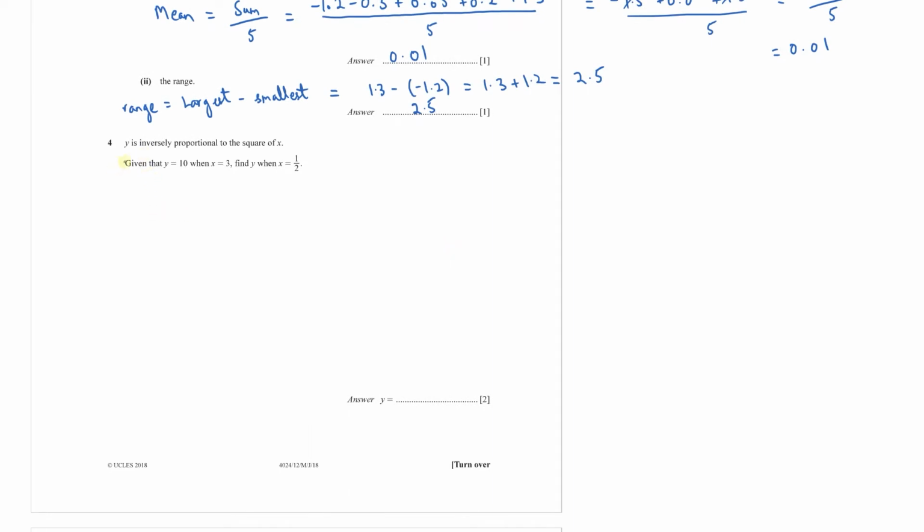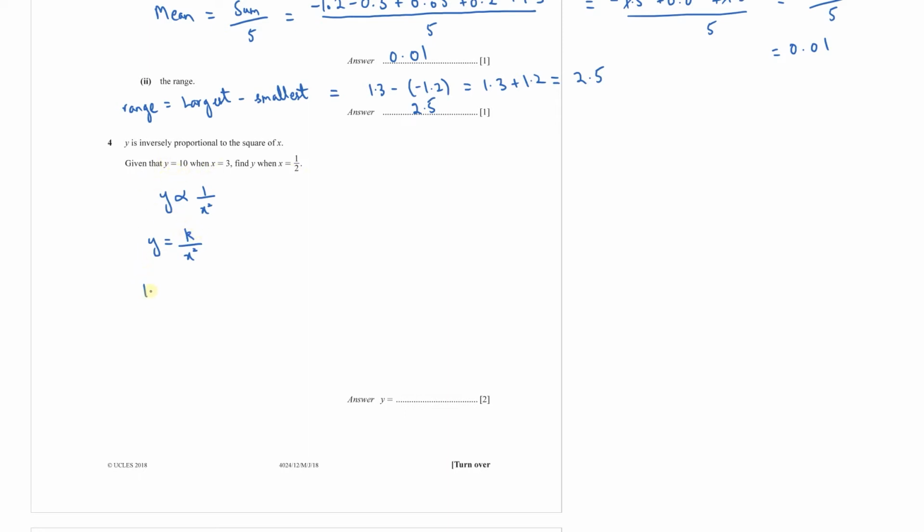Question 4 is y is inversely proportional to the square of x. That means y is directly proportional to 1 over the square of x, 1 over x squared. And then you can say y equals some constant k over x squared. Given that y equals 10 when x equals 3, find y when x equals 1 by 2. So first we need to find the value of k using this pair of values that we are given.